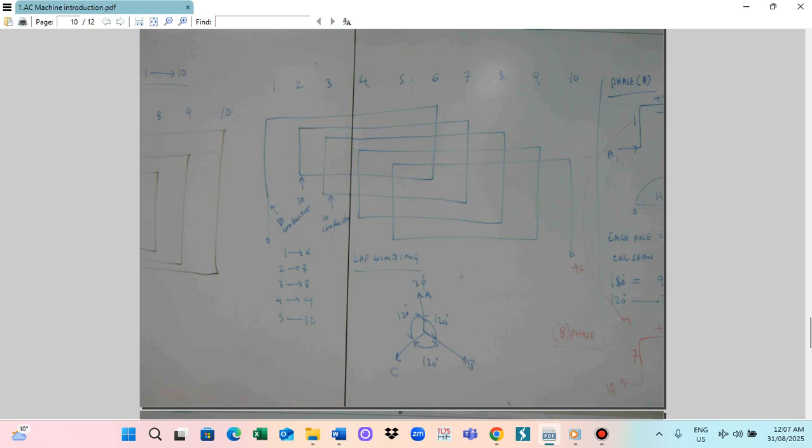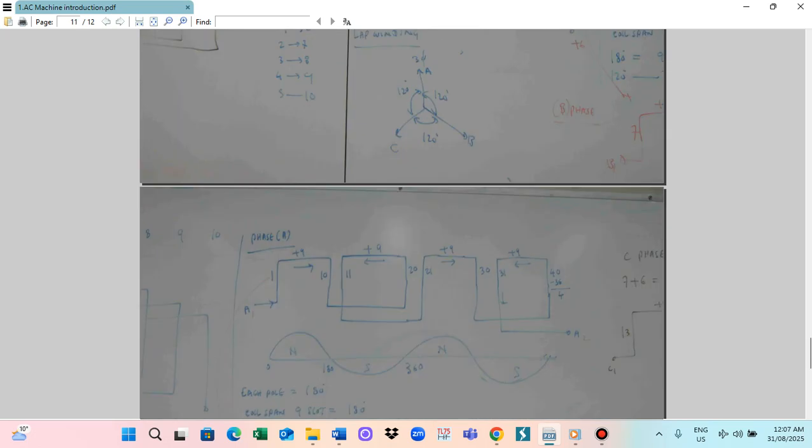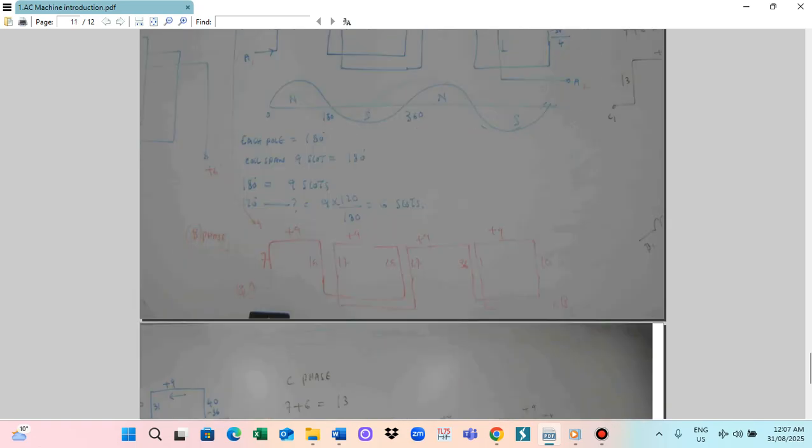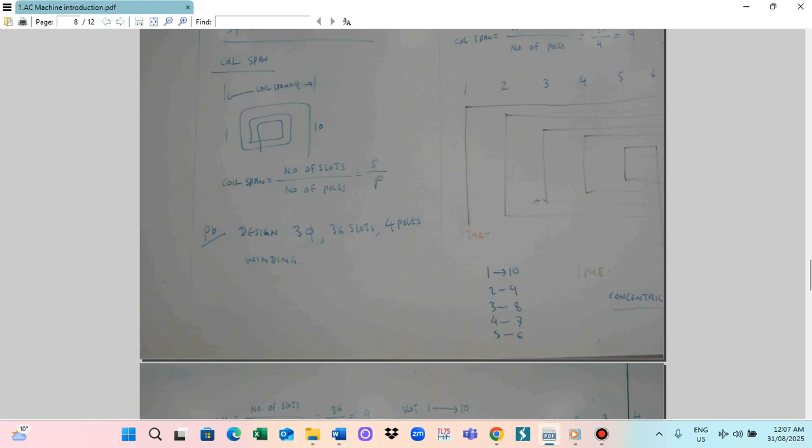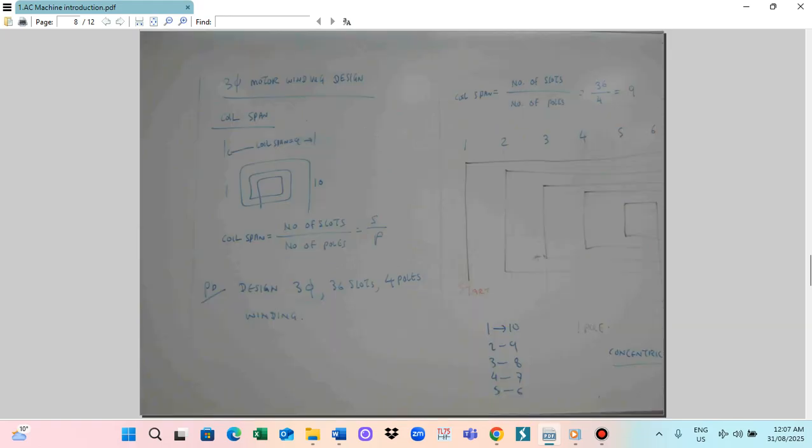But concentric winding is different. For example, the outer coil you can put 10 turns, the inner coil 20 turns, and this one 30 turns, like this. So by this you can adjust the number of turns in the winding. This is the best thing. So for most industrial motors we utilize concentric winding.